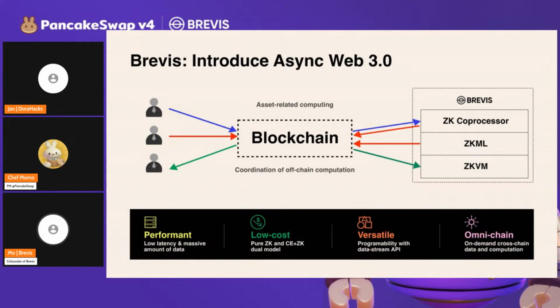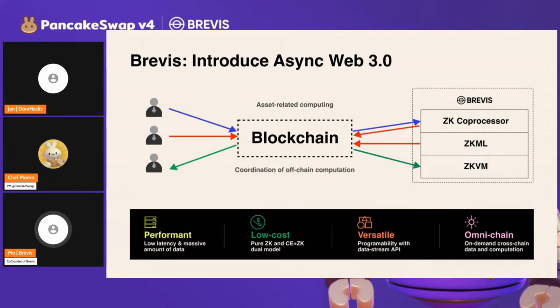and with Brevis to power this modular DeFi stack with very powerful asynchronous computing via off-chain verifiable computation. So now we treat the blockchain as a very, very thin coordination layer for off-chain computing. And if you do want to do some very complex computation, you simply offload that computation to Brevis.